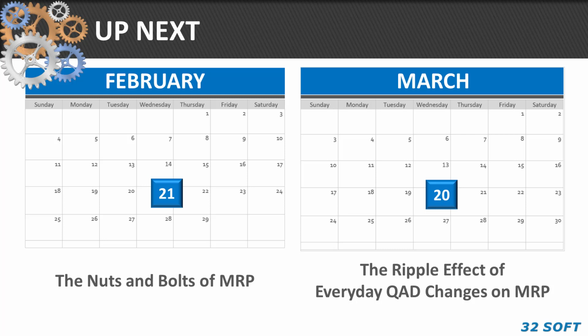Obviously, DRP feeds into MRP, so in February, we're going to be talking about the data, purchase orders, work orders, etc., that make up the MRP data. And then in March, because things always change, we're going to talk about how MRP reacts to changes in inventory, purchase orders, work orders, sales orders, forecast, etc. So today's DRP discussion feeds directly into February and March. So we look forward to your attendance at those two sessions.